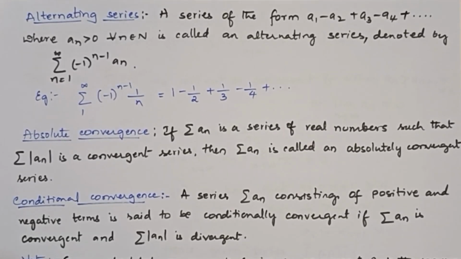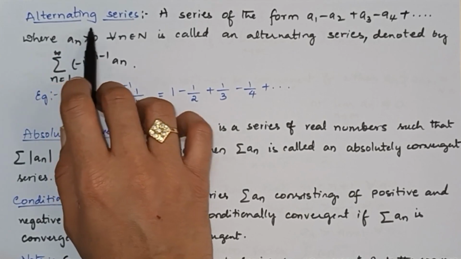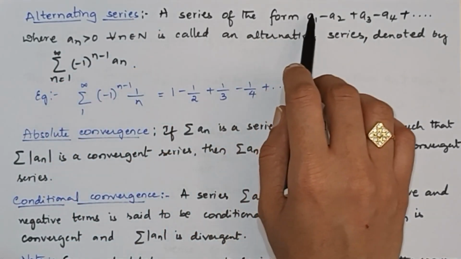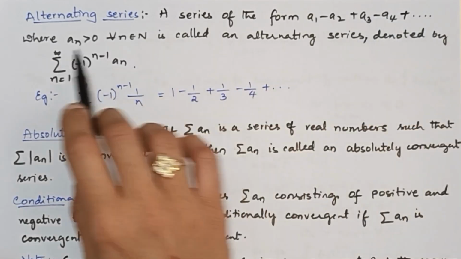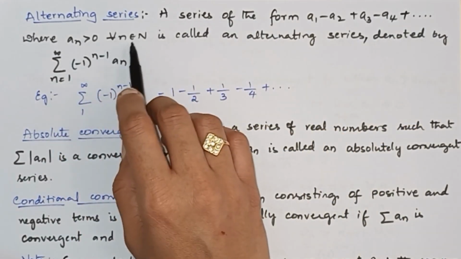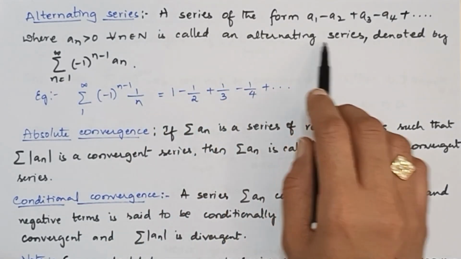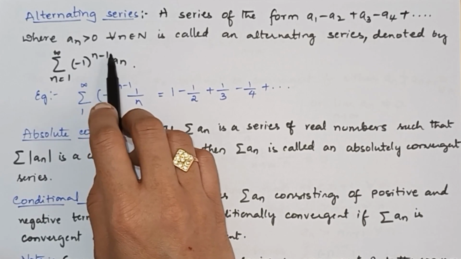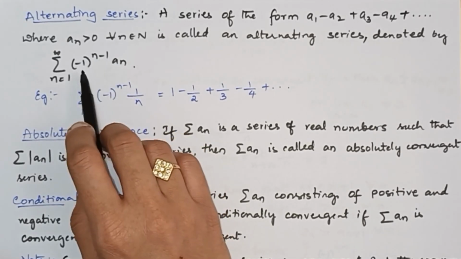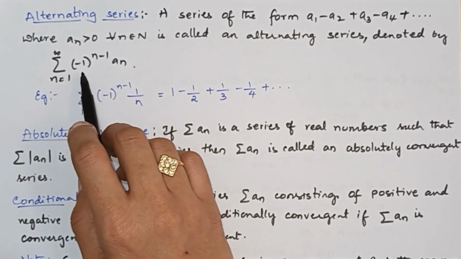Now about alternating series. So far we have seen series of positive terms. Let us see what an alternating series is. A series of the form a1 minus a2 plus a3 minus a4 plus so on, where an is greater than 0 for all n belongs to N, is called an alternating series, which is denoted by (-1)^(n-1) an. That means it has alternating positive and negative terms.